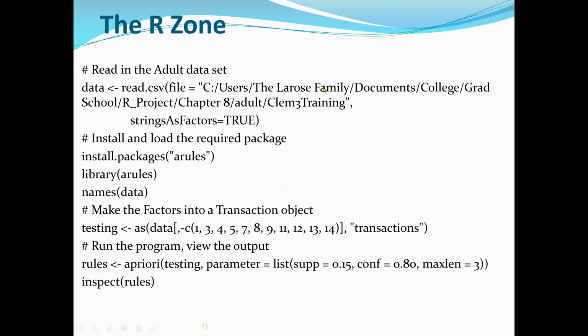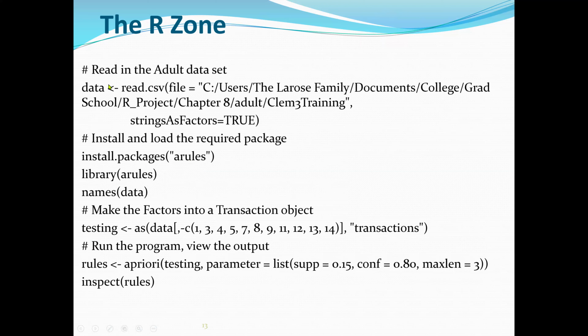This is very long here; I should have made it much shorter, but it is just the directory where the adult file is. Next step, we need to install and load the required package. In association rules, the package for R is called arules, everything lowercase. Remember again, R is case sensitive. So arules is our package. We all know the R command to install a package: install.packages arules. Now I'm going to use library arules to load it.